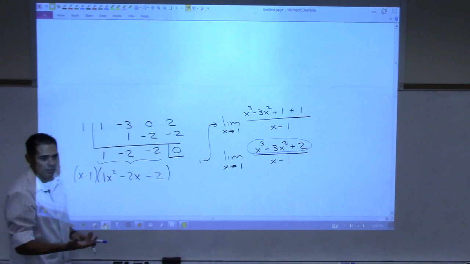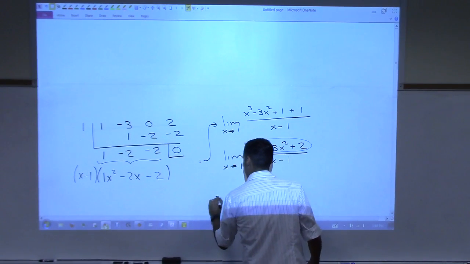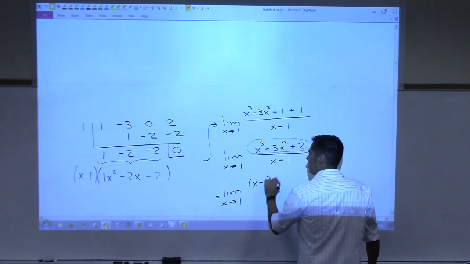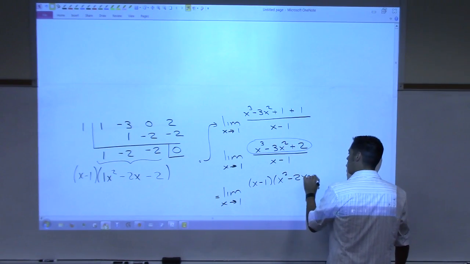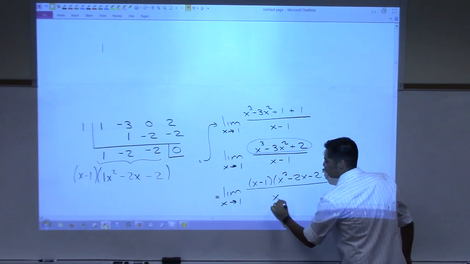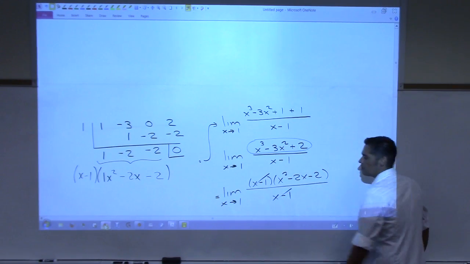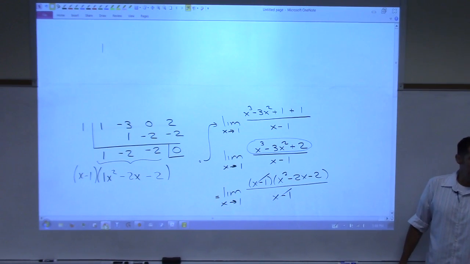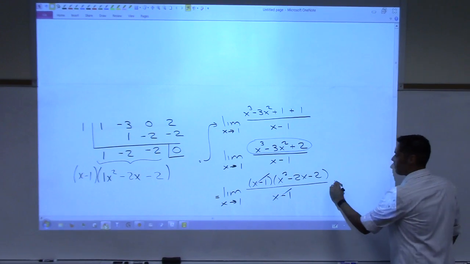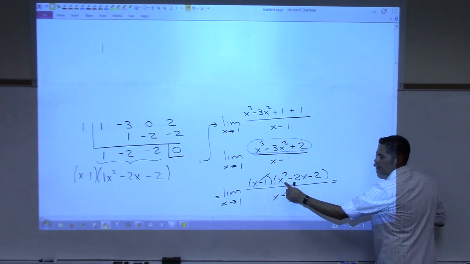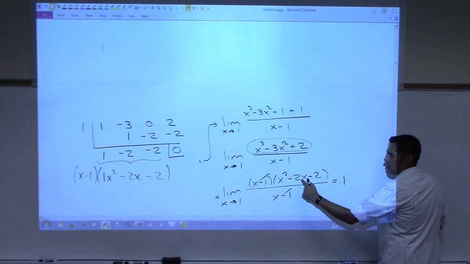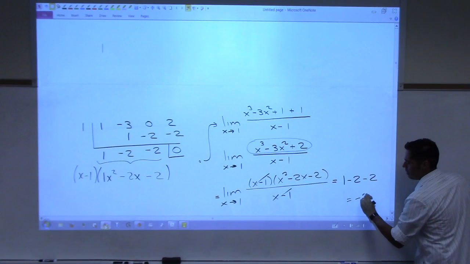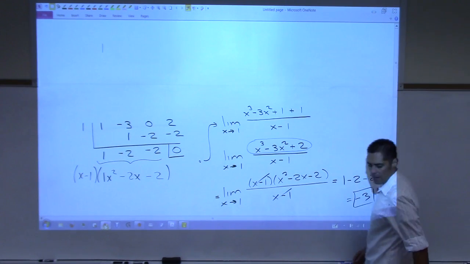So the numerator actually factors. What I've done is I have factored the numerator. So this becomes limit x goes to 1 of x minus 1 times x squared minus 2x minus 2 over x minus 1. Then the two factors cancel, and we're there. We just let x go to 1 now. You get 1 squared, that's 1. Here, minus 2. Here, that's just minus 2. And this gives you negative 3. Check, that's what we got last time.